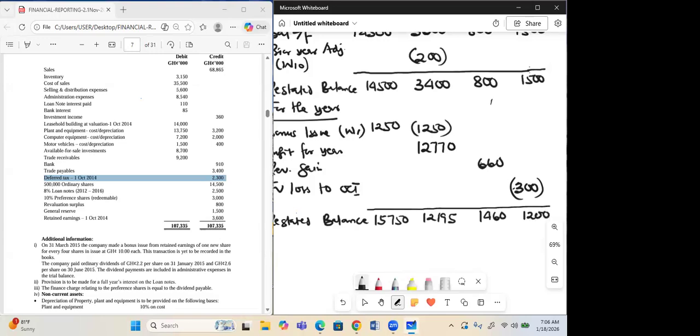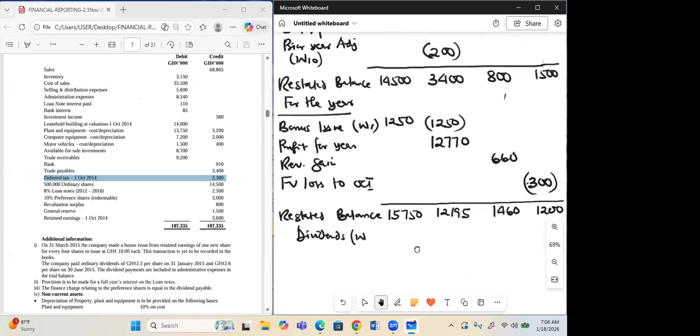Once I've done this, I can now pay my dividends. And then the dividends, we worked it in working number what? So the retained earnings. Yes, 14,920, sir.